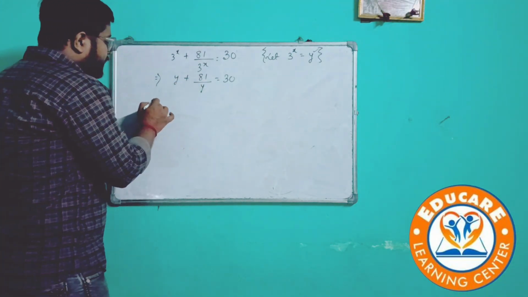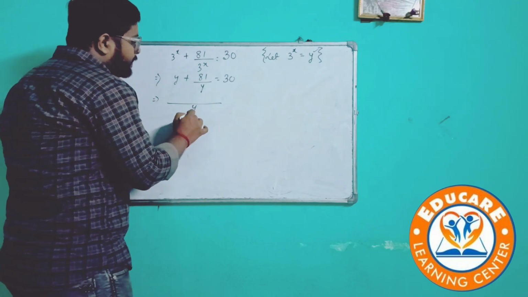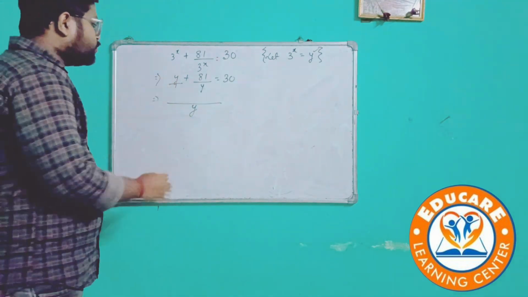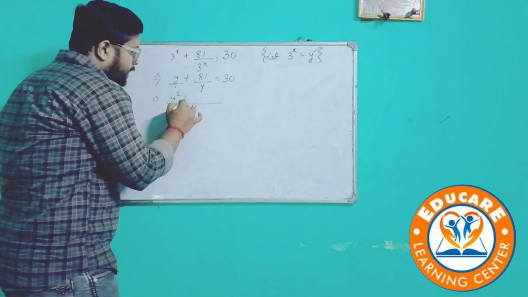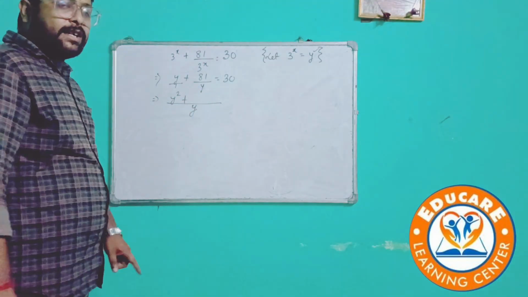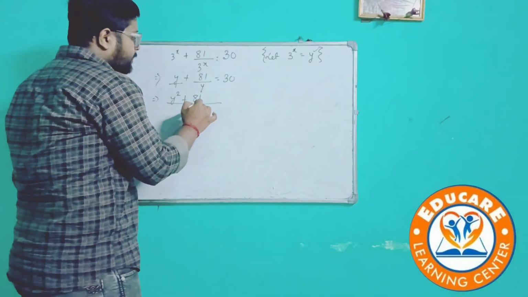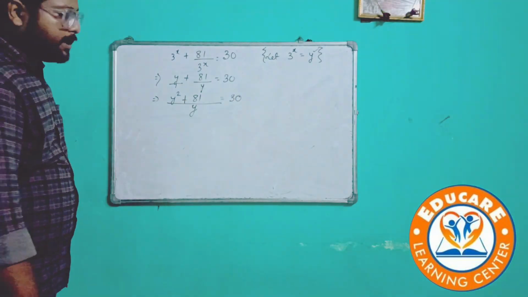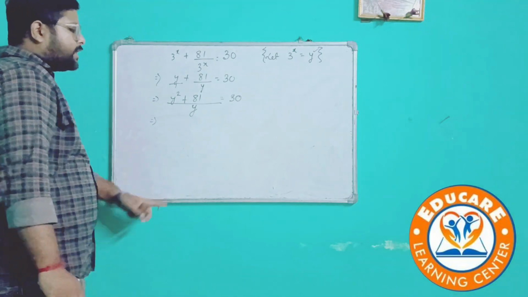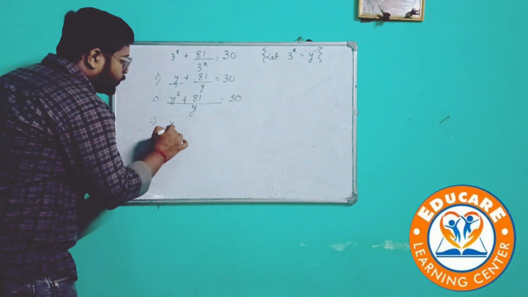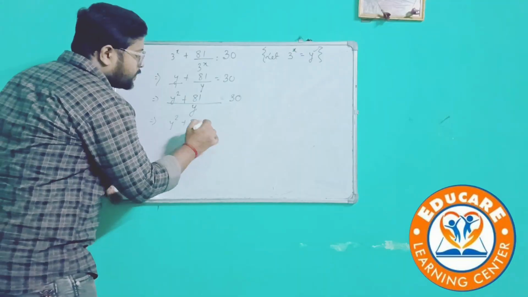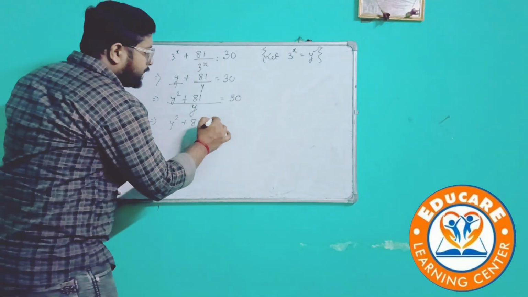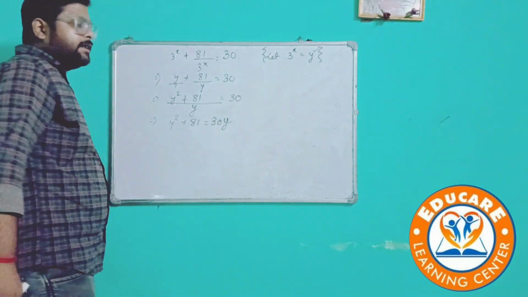Now if we do further solving, we can take y as our LCM. In the table of 1, y comes y times, so y into y is y square, plus in the table of y comes 1 time, so 1 into 81 is 81. That gives y square plus 81 by y is equal to 30. Now if we take this y to that side, it will be multiplied. So 30 into y gives us 30y.